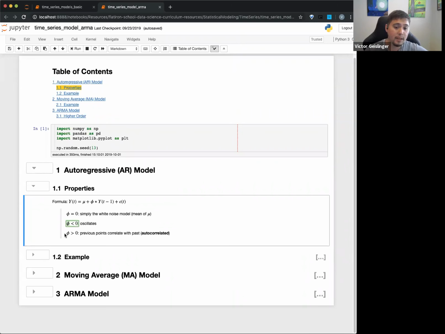And then we can see phi greater than 0. Basically, previous points are positively correlated with the past. So this is what we call autocorrelation. Essentially it means that what happened in the past matters.